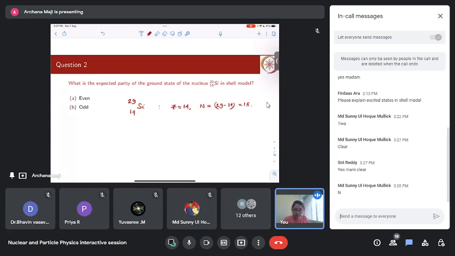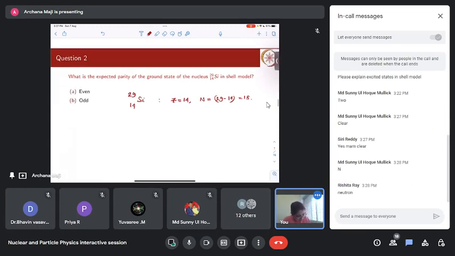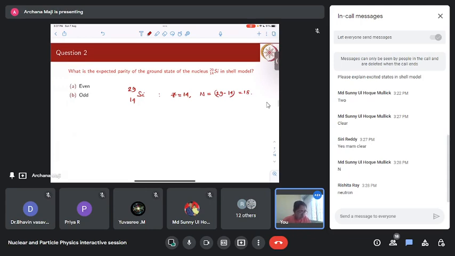Neutron, because neutron is odd here. And we also need one more property: the relation of the parity of any state to angular momentum. It is minus 1 to the power L. If that comes out to be plus 1, then we say that the parity is even. If that comes out to be minus 1, then parity is odd.